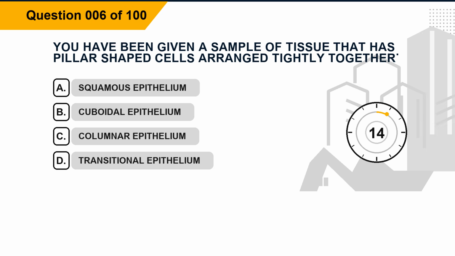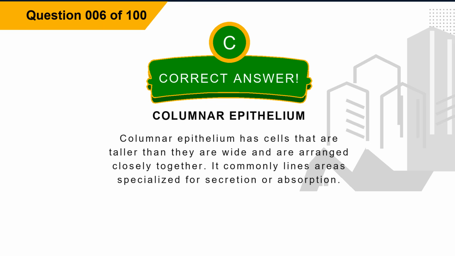Question 6. You have been given a sample of tissue that has pillar-shaped cells arranged tightly together. Option A. Squamous epithelium. Option B. Cuboidal epithelium. Option C. Columnar epithelium. Option D. Transitional epithelium. The correct answer is option C. Columnar epithelium. Explanation. Columnar epithelium has cells that are taller than they are wide and are arranged closely together. It commonly lines areas specialized for secretion or absorption.